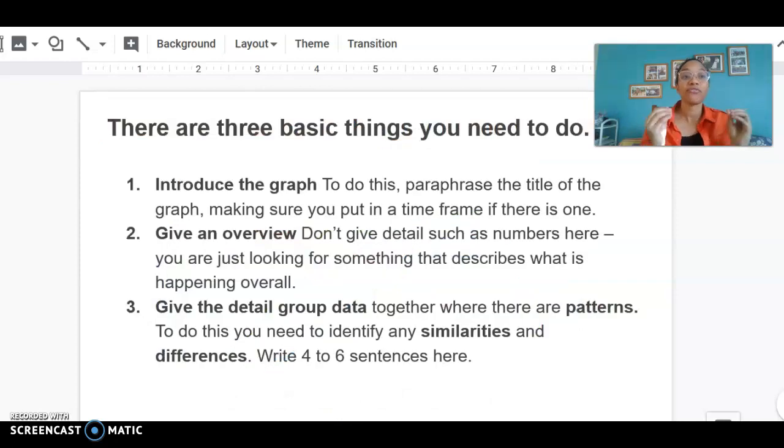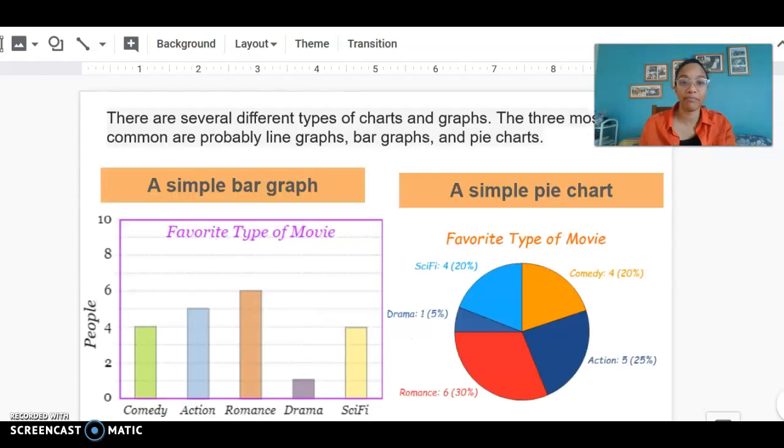Let's back up and talk about the 3 things you need to do when you're introducing data in your informative article. First, we need to introduce the graph. To do this, we're going to paraphrase the title of the graph, making sure we include a time frame if there is one. Remember, paraphrase means to tell the same information in your own words. I'm going to give you examples of each of these, but let me just go back. Here, when we say favorite type of movie, I could paraphrase that by saying the people's favorite genre of movies, right? Because we know that genre means a type.